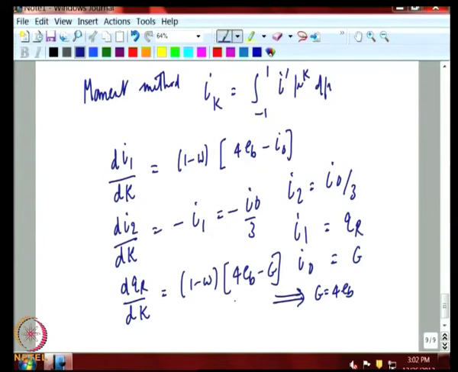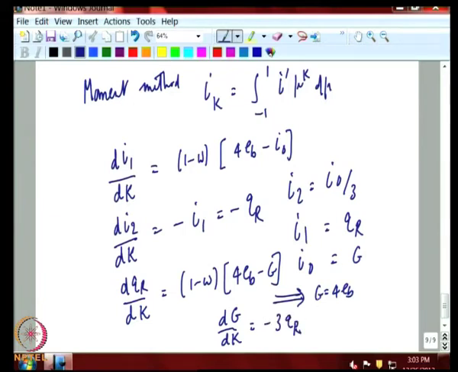I'm sorry, there's a mistake. I2 is I0 by 3, and this I1 is minus QR. Okay. And so, we substitute for I2 I0 by 3 and then use G here, we get a result which says that dG d kappa is minus 3 QR.